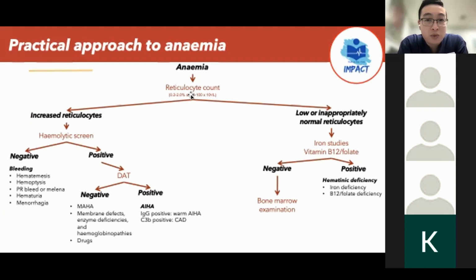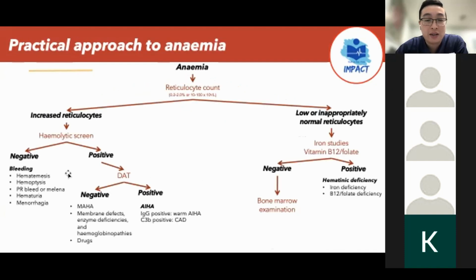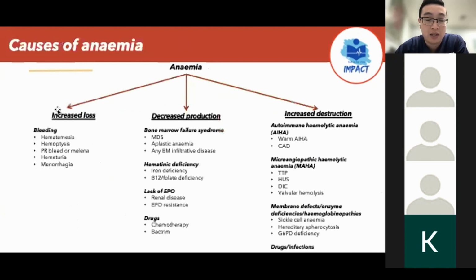So if you do a reticulocyte count and it's increased, so it's above 100, then that tells you that the bone marrow is working fine. And so the cause is not necessarily decreased production. It's either increased loss or it's increased destruction, right? So the next thing that you do is a hemolytic screen to work out whether the patient is losing blood, and that's the cause of their anemia, or whether the patient is hemolyzing, right?